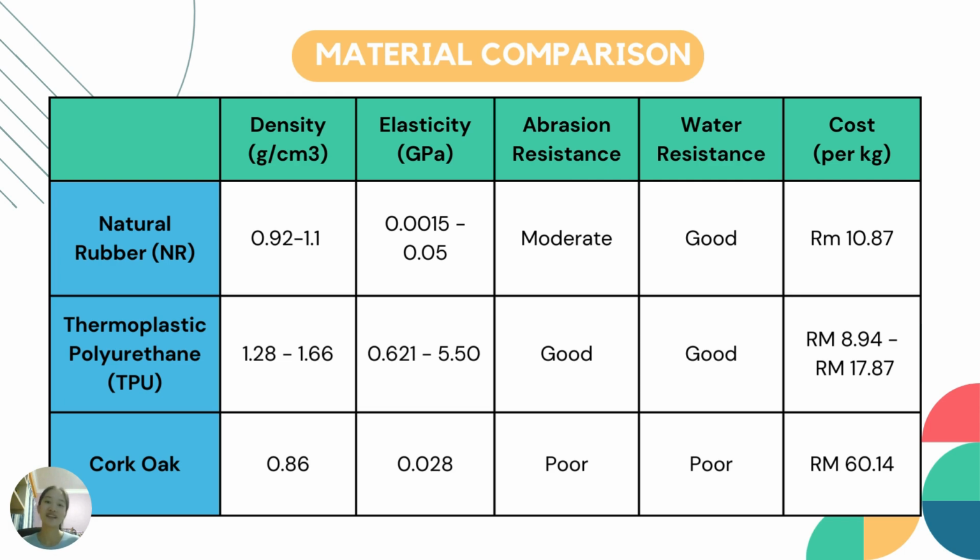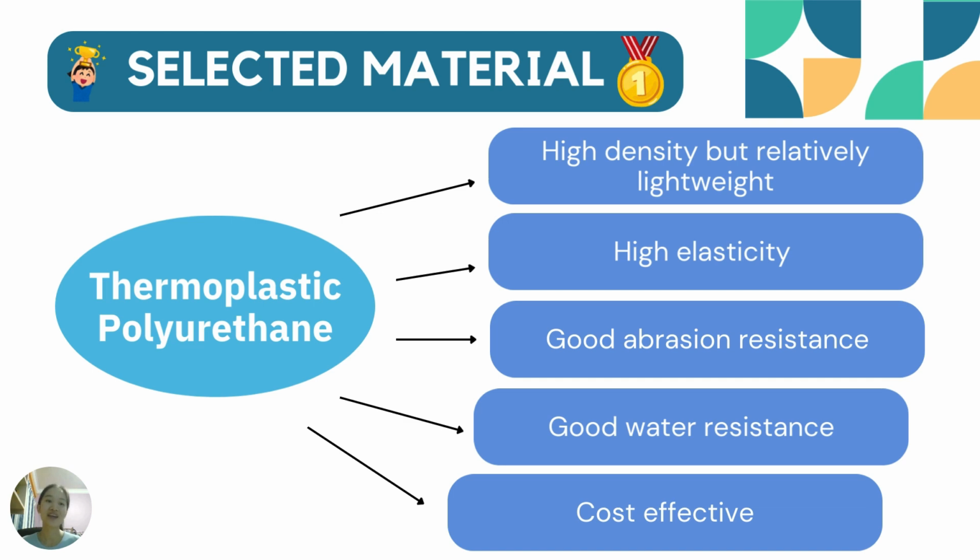Based on this comparison, it's clear that one material stands out in terms of performance and cost effectiveness. Let's see which one is our final choice. After analyzing all the key properties and comparing the materials, we've chosen thermoplastic polyurethane, or TPU, as the ideal material for our table tennis racket.